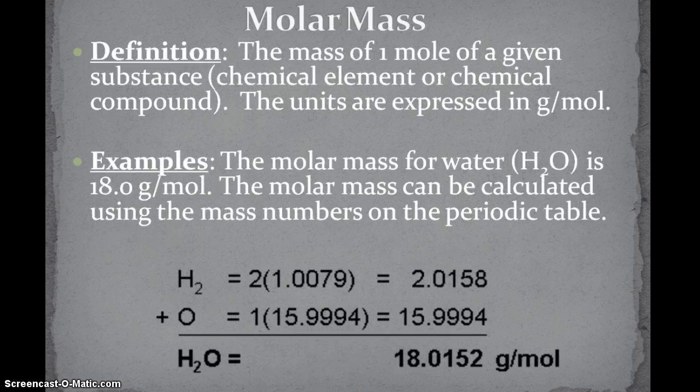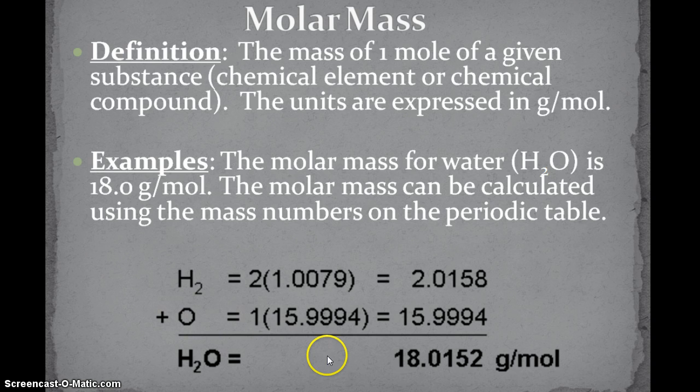Molar mass. Molar mass is the mass of 1 mole of a given substance, either a chemical element or a chemical compound. The units are expressed in grams per mole. Example, the molar mass for water, H2O, is approximately 18.0 grams per mole. The molar mass can be calculated using the mass numbers on the periodic table.